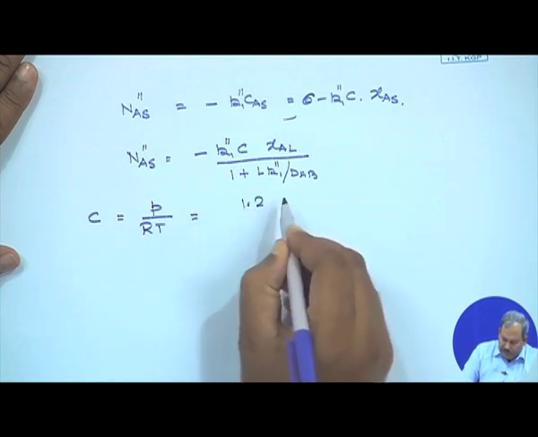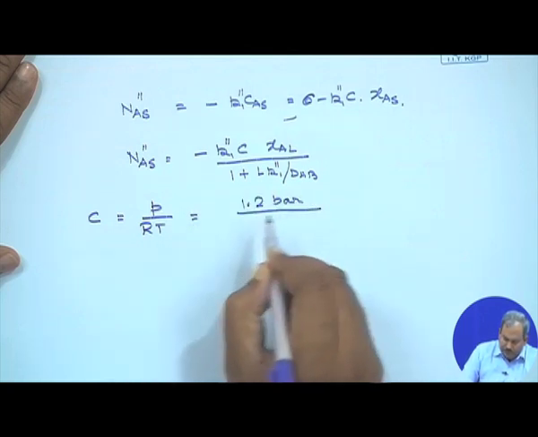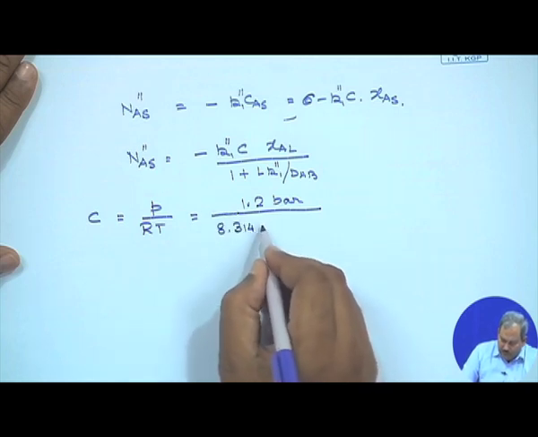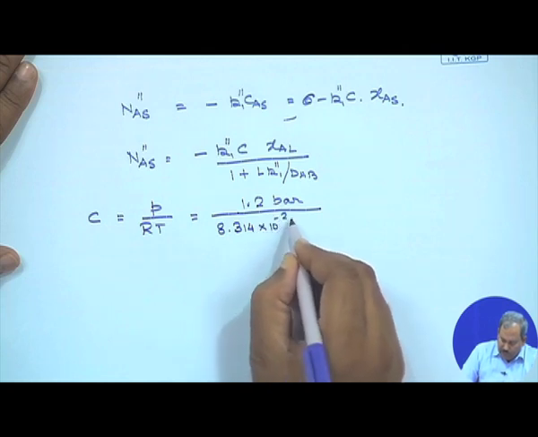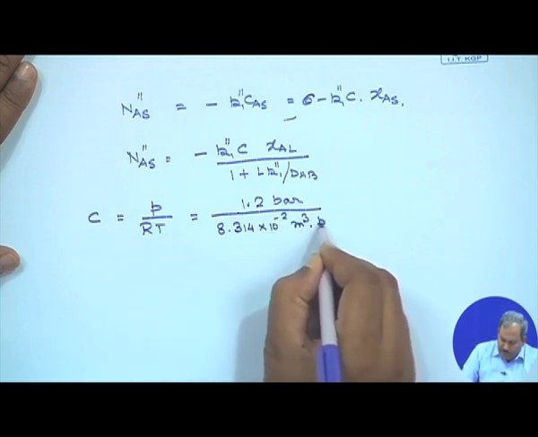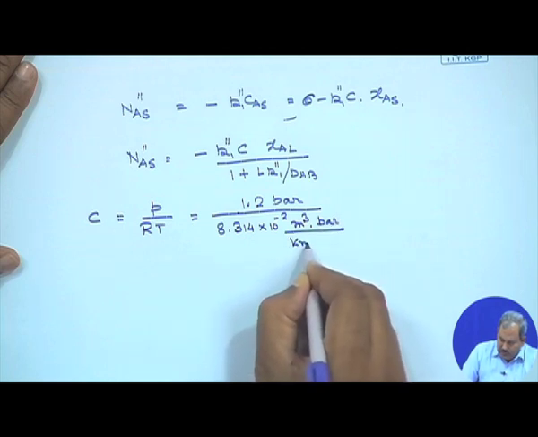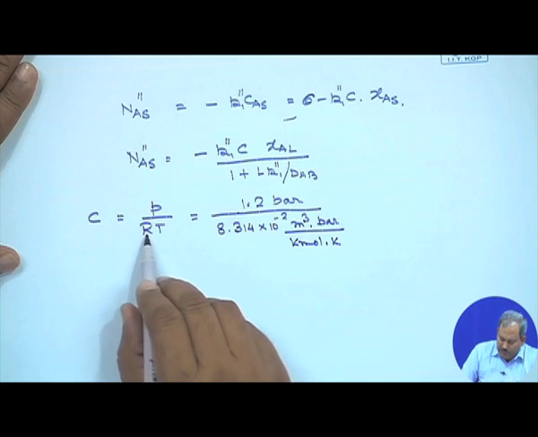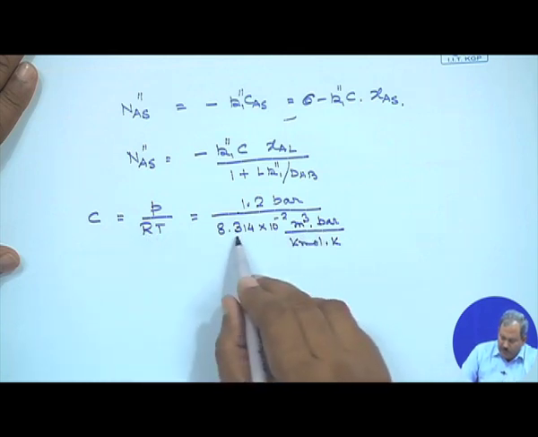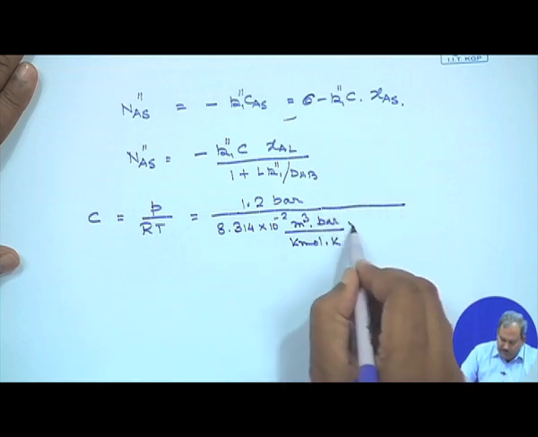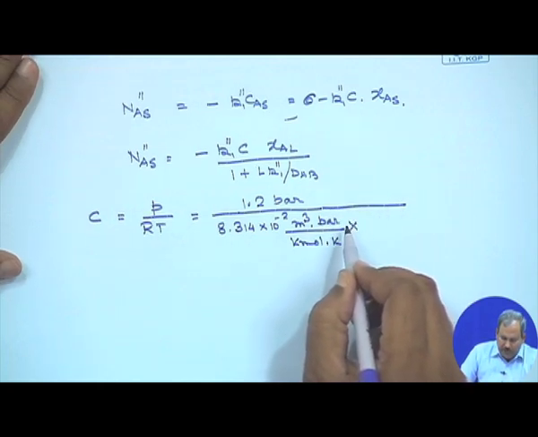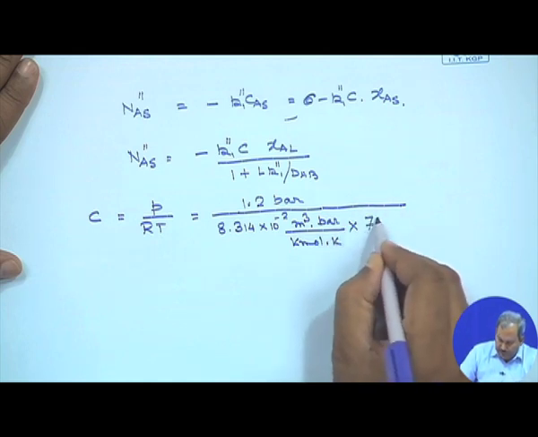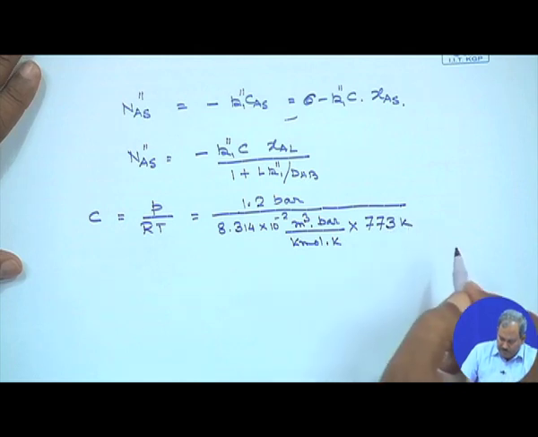So, P is given as 1.2 bar, and the corresponding value of R is 8.314 into 10 to the power minus 2, in meter cube bar per kilomole Kelvin. So, the value of the universal gas constant in the appropriate unit is this, and the temperature is provided as 500 degree centigrade. So, 500 degree centigrade means it is going to be 773 Kelvin.